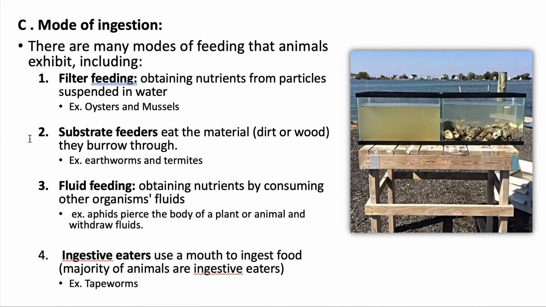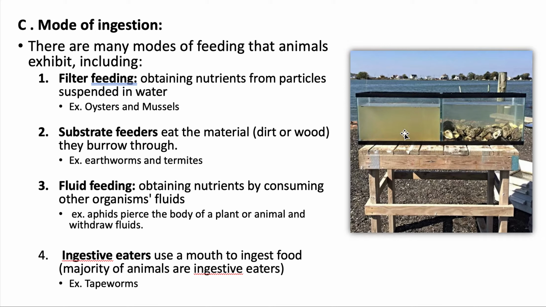Now we're going to talk about the different modes of ingestion. Sorry, I can't talk. There are many modes of feeding that animals exhibit, and these are just a handful of them. Again, we're not going to go over all of them. So first up, they might be filter feeders, and this means they obtain nutrients from particles suspended in the water, such as oysters and mussels, which is this picture here.